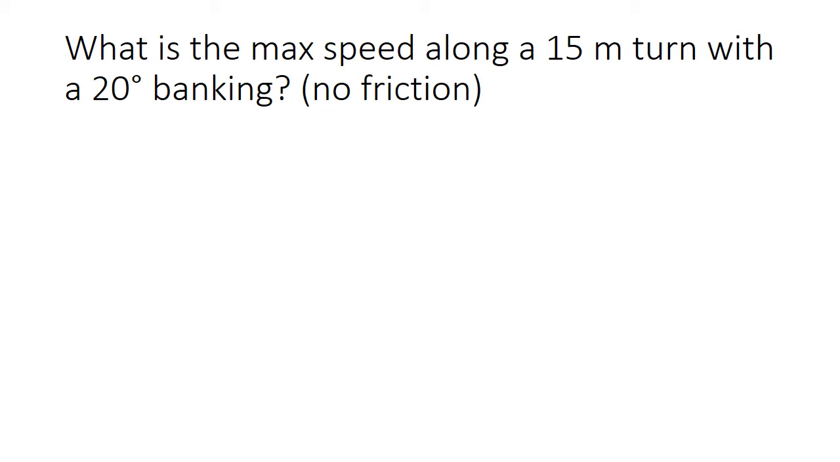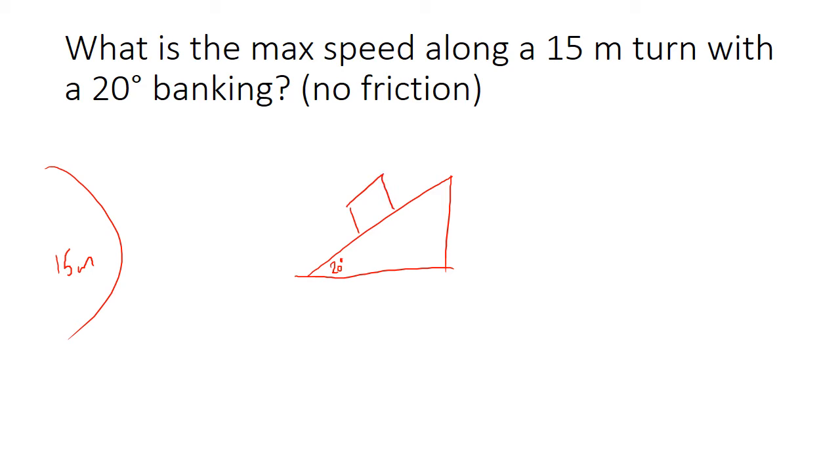Alright, so let's draw a picture here. So there's a 15-meter turn. Here's my 20 degree banking. Here's the car. Here's the tail lights, because you're seeing the back of the car here. Beautiful. Alright, let's draw the forces here. You've got gravity, so you've got mg. And you've got a normal force. And that's all you've got. That's all there is. There is no more.